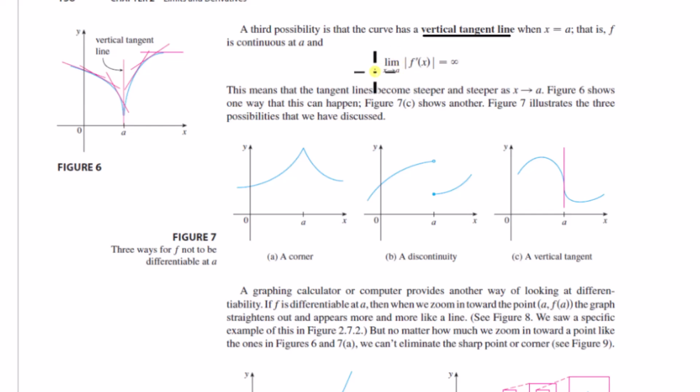In this case, the limit as x approaches a of just the general derivative does not exist, because coming from the right you're approaching positive infinity, and from the left negative infinity. But it's still the whole vertical tangent idea. A vertical tangent, whether or not the slope is positive or negative, is still based on an infinite limit. Okay, now figure 7 shows the 3 possibilities that we have discussed.